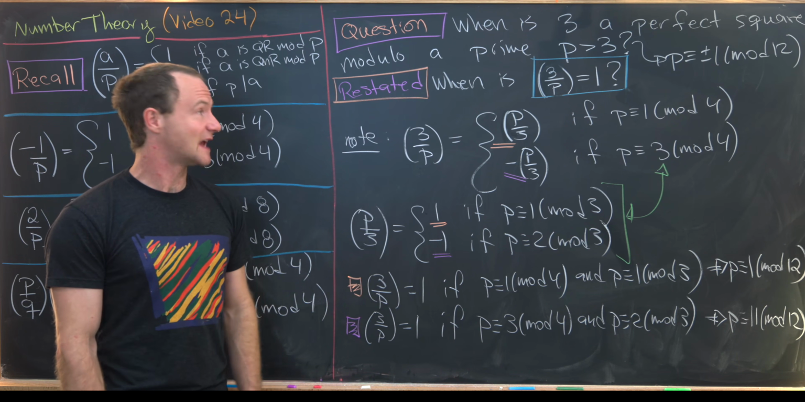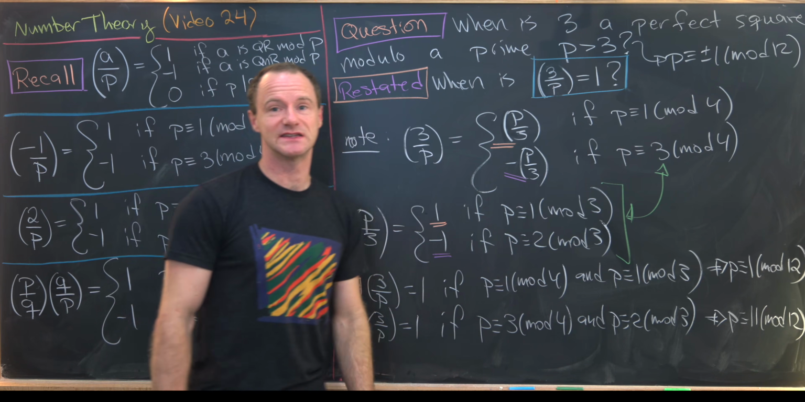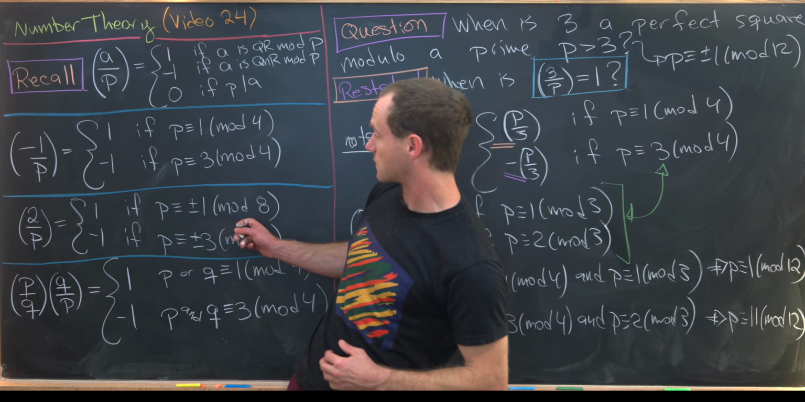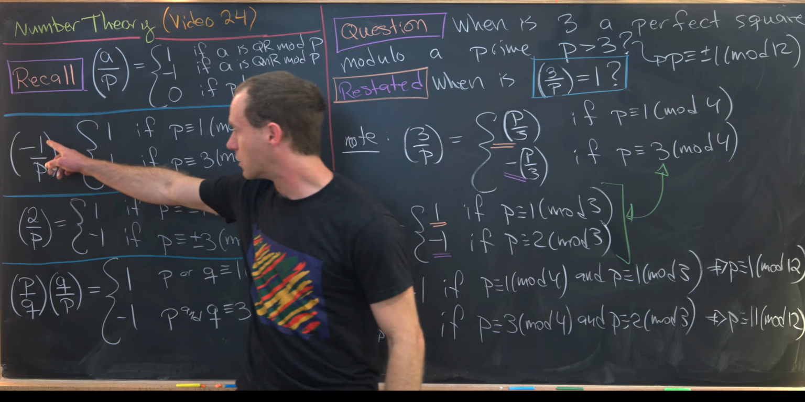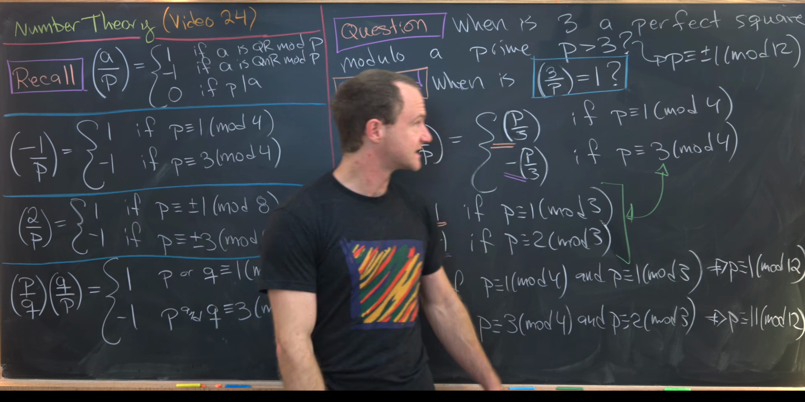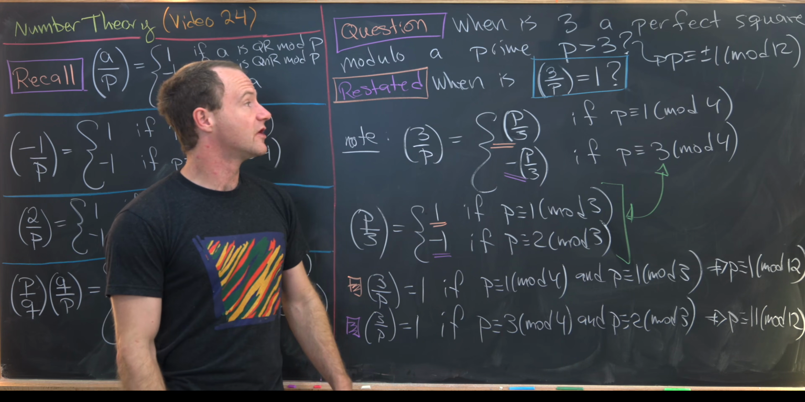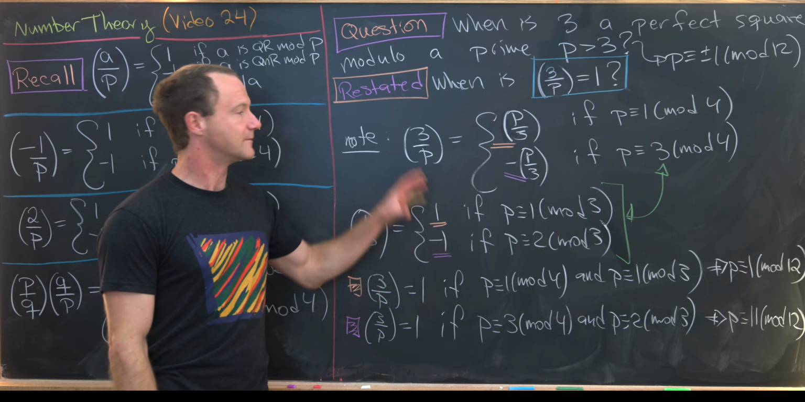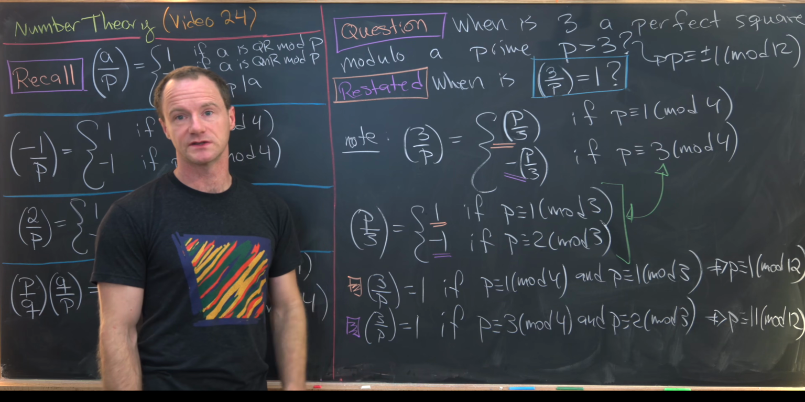So it's actually not a terrible idea to keep facts like this in a list. So we could add it to our list over here. So we know -1 is a perfect square in this case, 2 is a perfect square in this case, and now we know when 3 is a perfect square. Okay, so let's clean this up and we're going to look at some more examples.